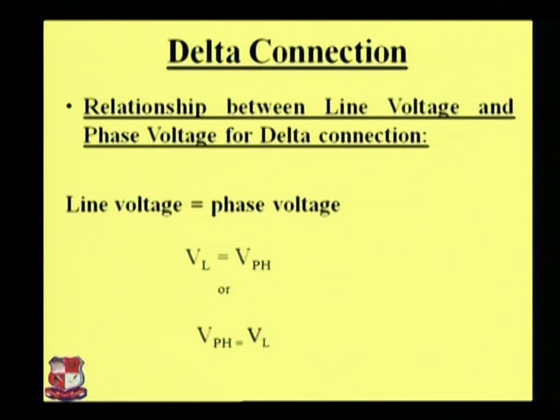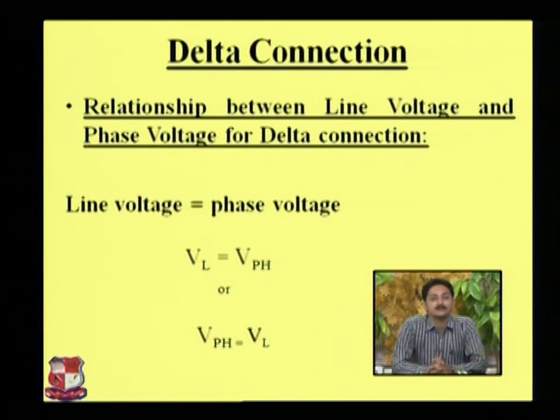Now in a delta connection, let's quickly go through the relationship between the line voltage and the phase voltage. As I told you, delta and star connections are inversely related. In a star connection the line current and phase current are equal, so here the line voltage and the phase voltage are equal. So you can write VL equals VPH, or VPH equals VL. This is the relationship between line voltage and phase voltage.